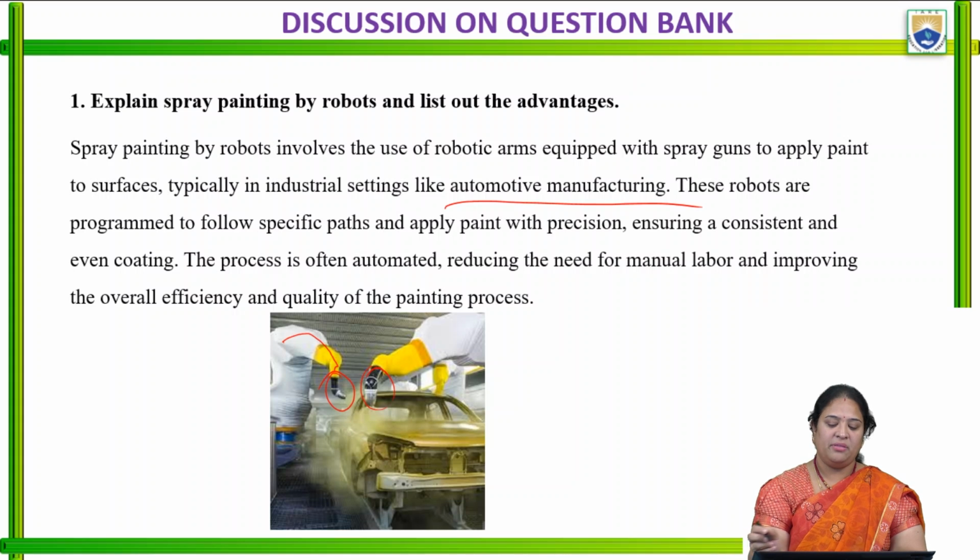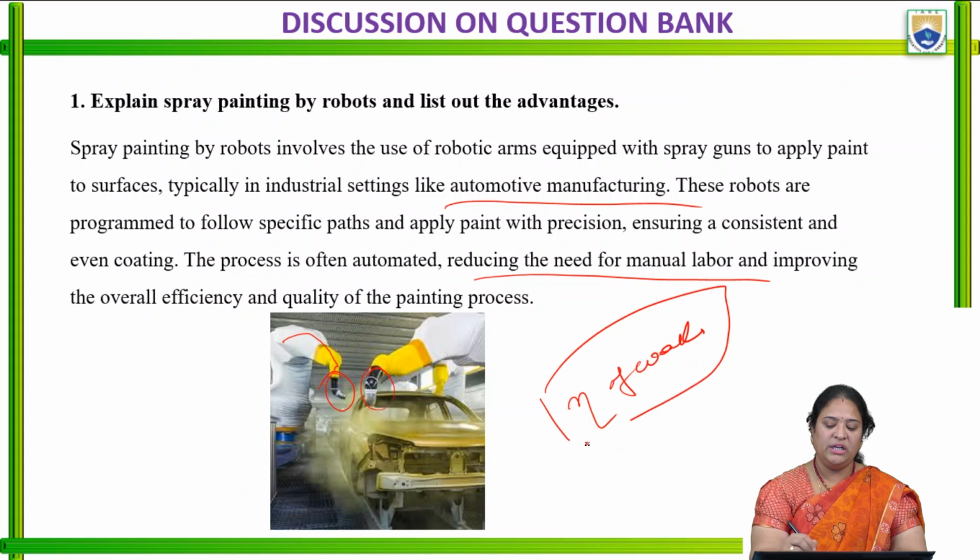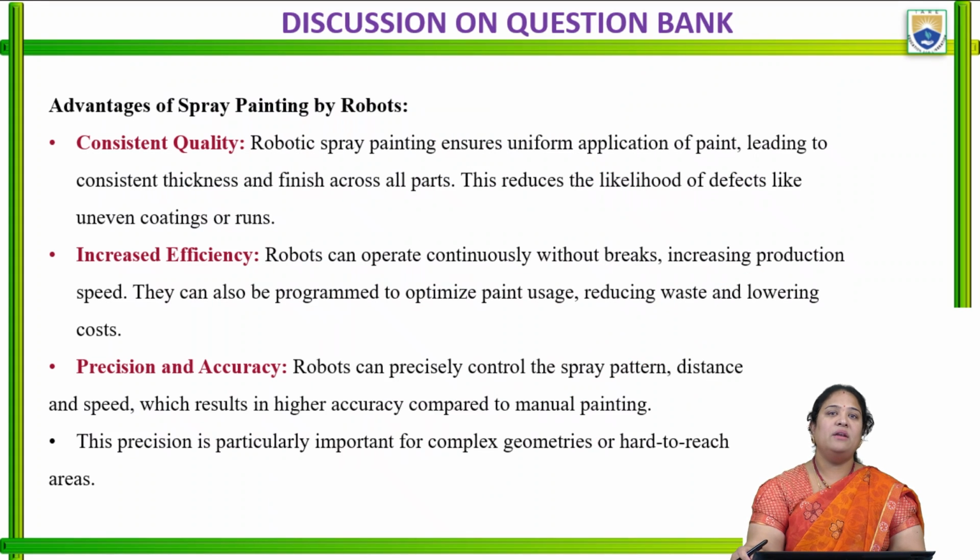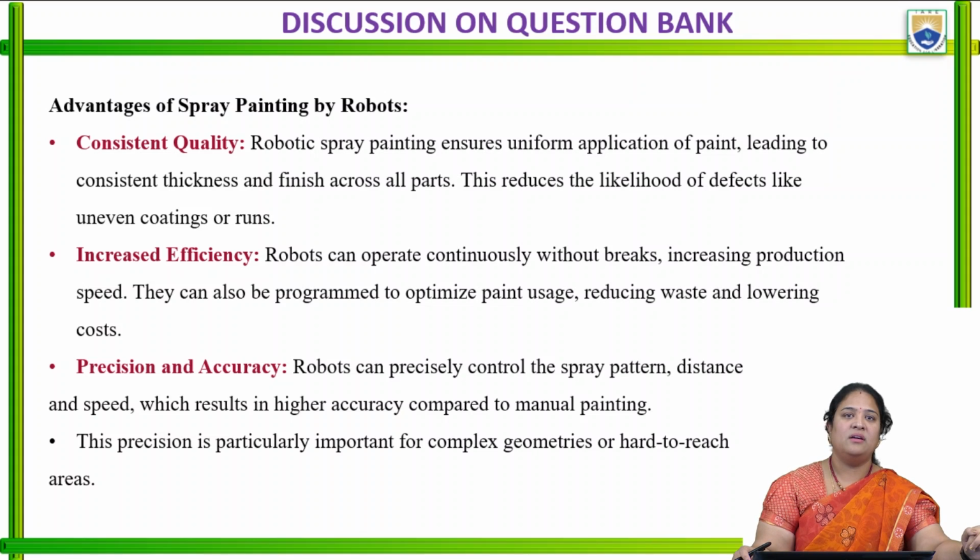That is, it is used to reduce the need for manual labor and to increase the efficiency of the work and the painting process, so we use robots in the spray painting operation. The advantage of spray painting with the help of robots is that we get consistent quality and increased efficiency. The precision and accuracy also increase.